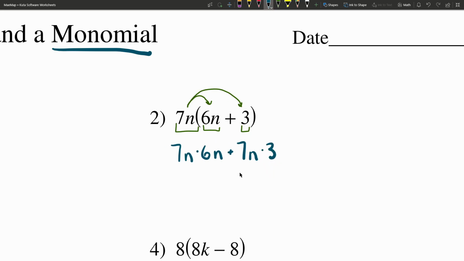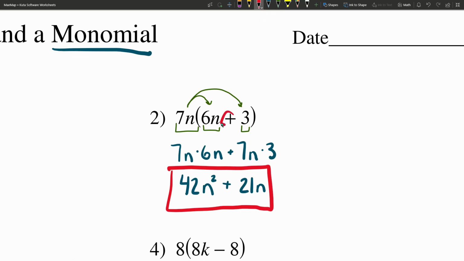Now remember, multiplication is commutative, so I can multiply the 7 to the 6 before I worry about multiplying n. So 7 times 6 is 42, but what's left? After I multiply my 7 and my 6, I still have an n that's multiplied by an n, and that's where I'll get 42 times n squared, or 42n squared. And then I'm going to add that to 7 times n times 3. I'm going to do the 7 times 3 first, which is 21. So that's 21 times n, or 21n. And that's our solution in number 2.